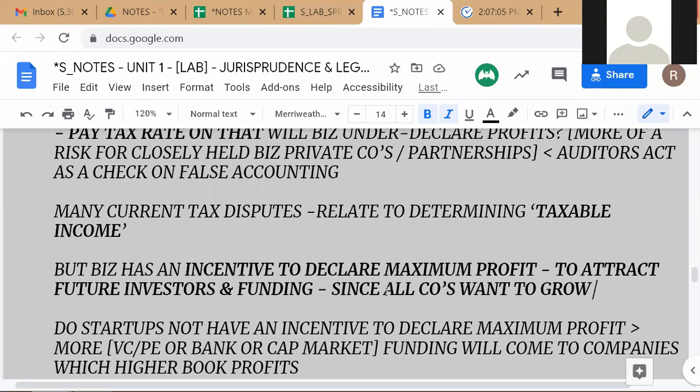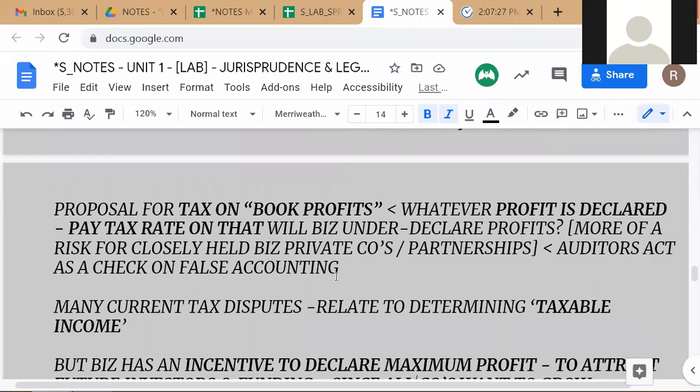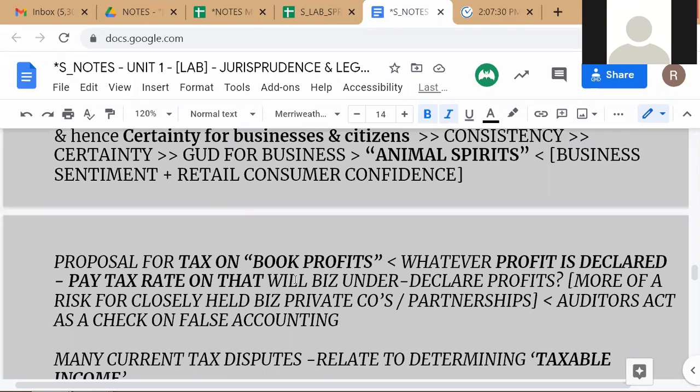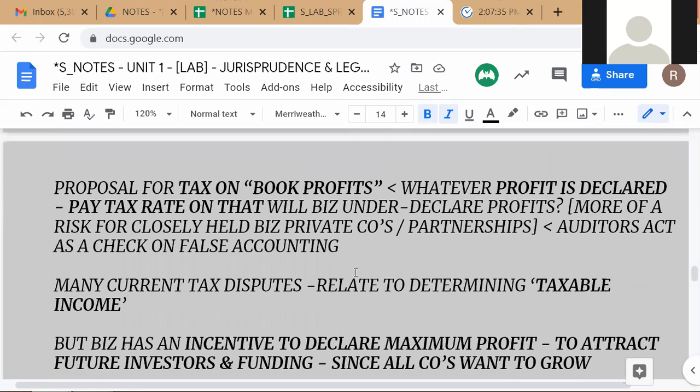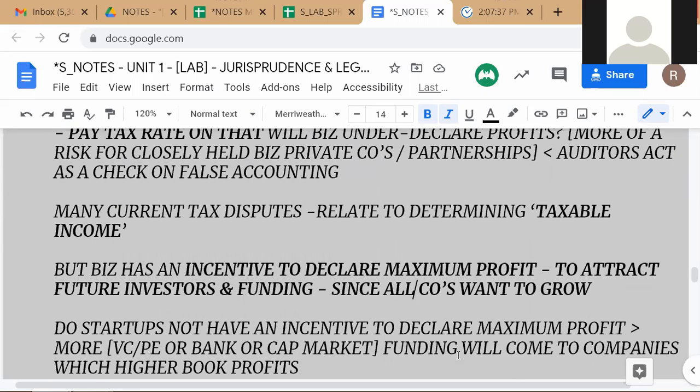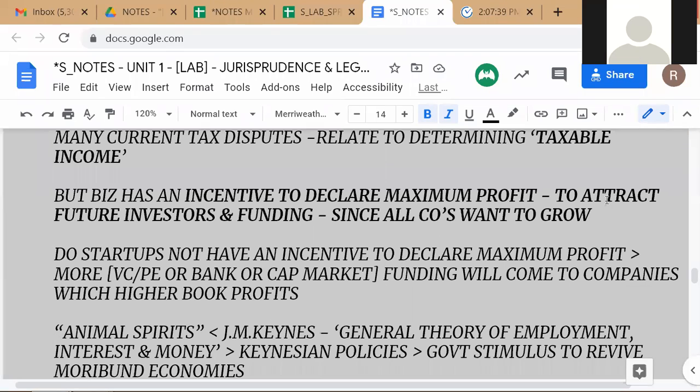Like we saw, somebody has just taken a stake in Big Basket. I don't know, some very big international company, I forget the name. Why did they take a stake in Big Basket? Because Big Basket must have shown them in their financials that they're making some kind of money, or they have some other viable business plan. So even although it might seem that if you have a tax on book profits, companies will under-declare book profits, that's not really the case, because companies have an inbuilt incentive to declare maximum profit, because otherwise they will not get funding.